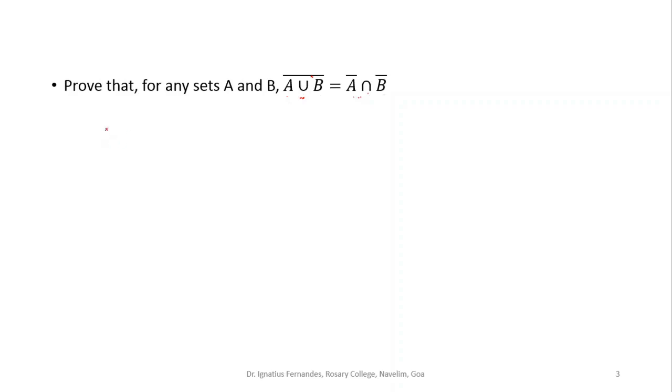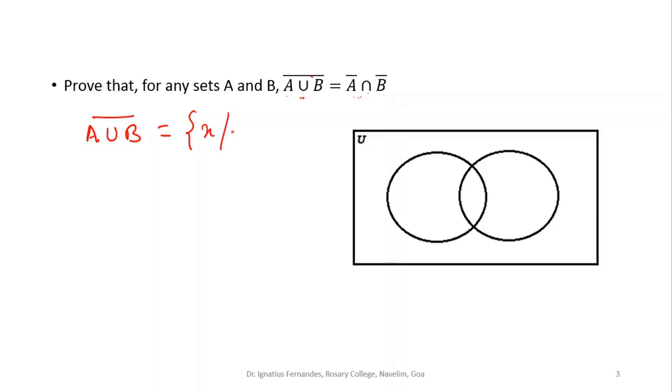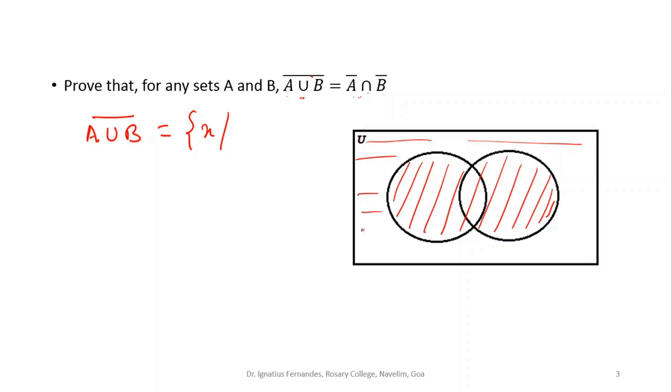Okay. So if I have to prove that, I'll start with A union B complement. By definition, what will A union B complement be? It will be the collection of all x. Now where is A union B? A union B is here, combining both sets. So where is A union B complement? A union B complement is everything that is outside this. So when I say A union B complement, they are all those elements which are not in A union B.